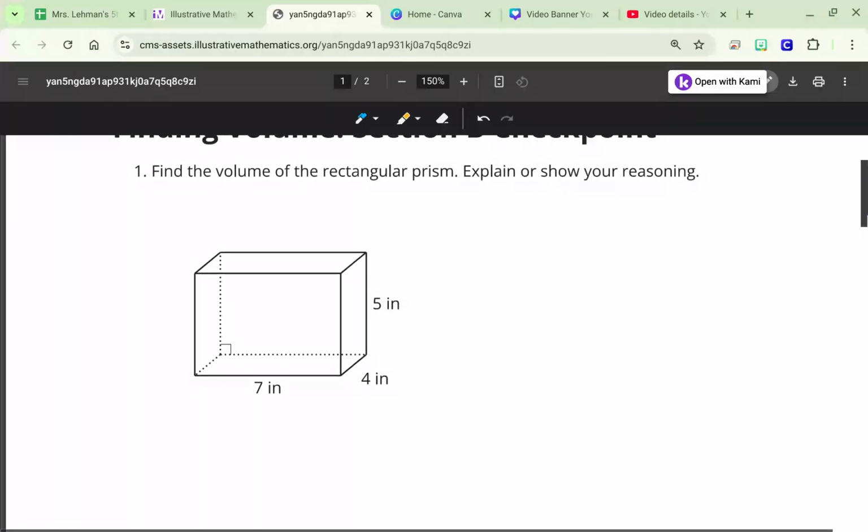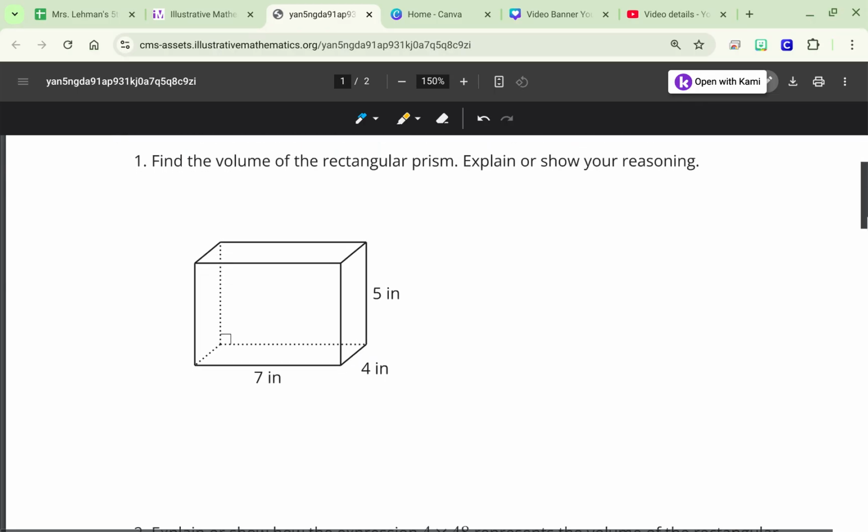Number 1 says to find the volume of the rectangular prism and to explain or show our thinking. Now, when we take a look at a figure like this, I notice my side lengths. I have 7 inches by 4 inches by 5 inches. Let's go ahead and think about the area that this prism is sitting upon. Now, we can find the area of the base, or that area where the prism is sitting.